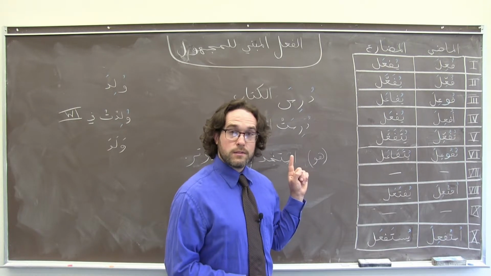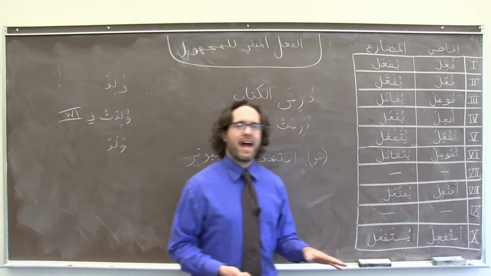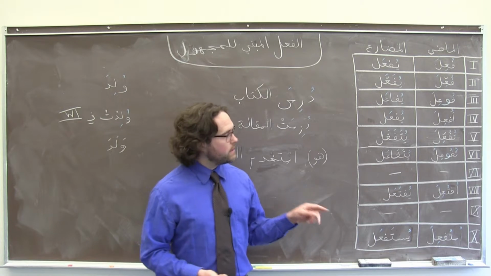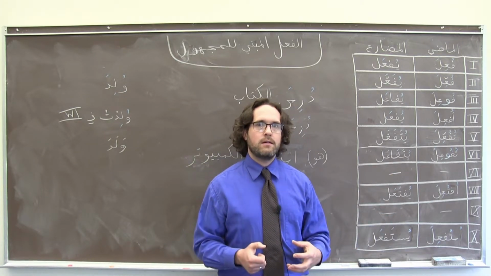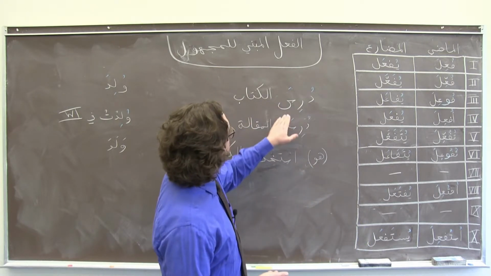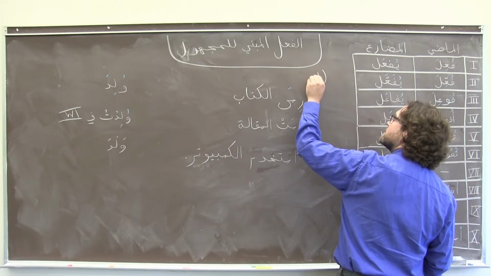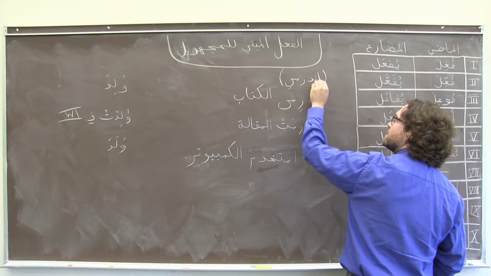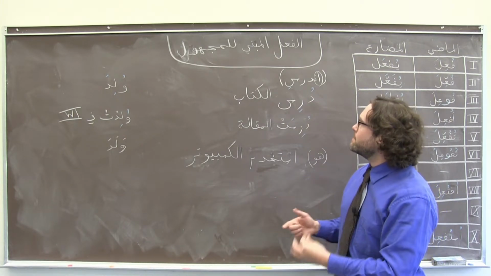A couple of other things to remember or to notice. In Form 7 and Form 9, we don't really have a passive conjugation. And there are good reasons for that. Number one, Form 7 already has the meaning of taking an active verb and making it passive. Another way of saying durisa al-kitab would be to say instead indarasa al-kitab.